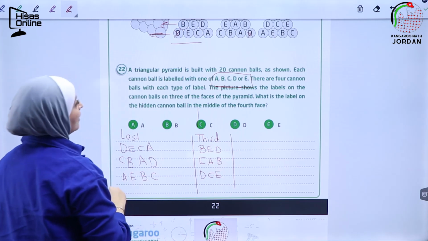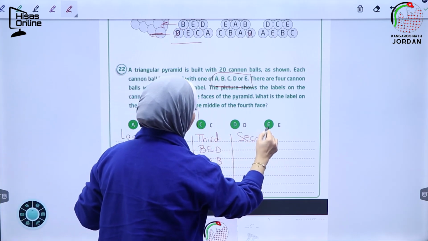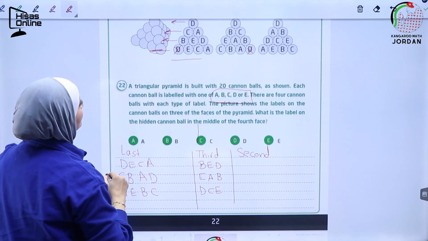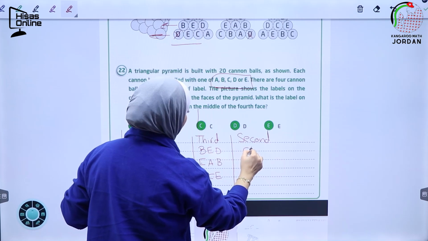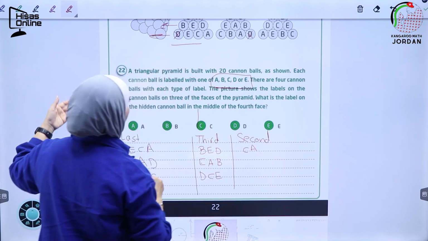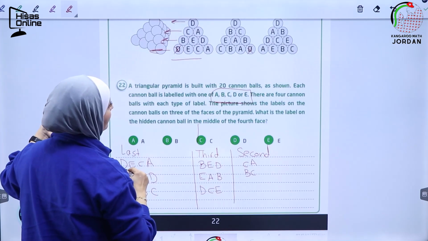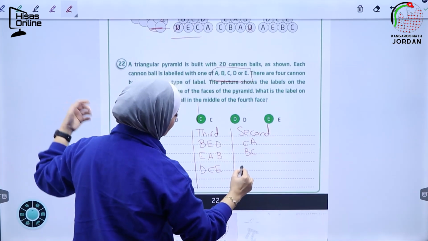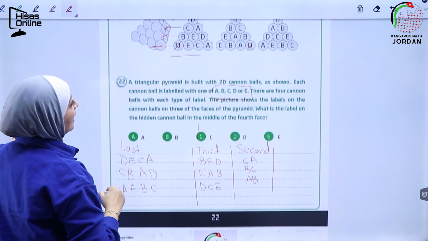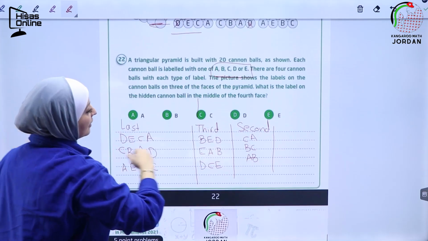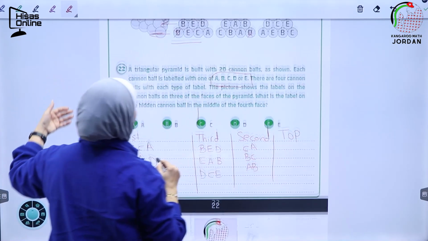Okay. And the second row: CA, BC, and AB. Good job. And finally, we have the same ball at the top. It's only one ball. It has the letter D.